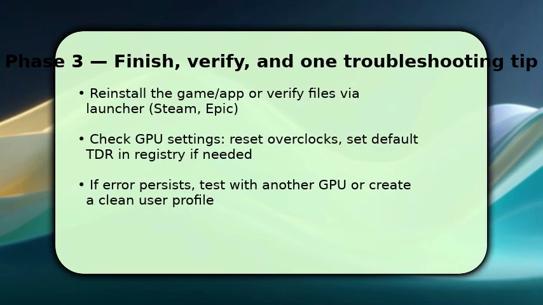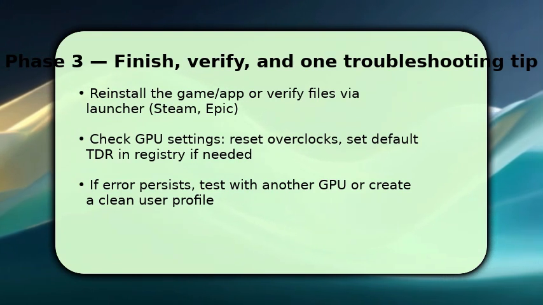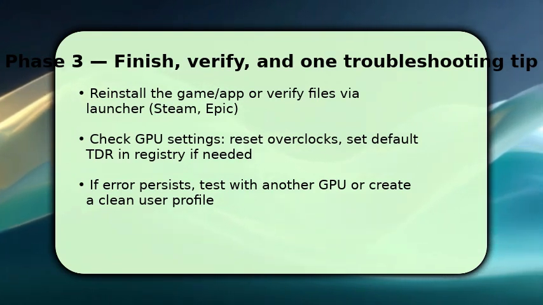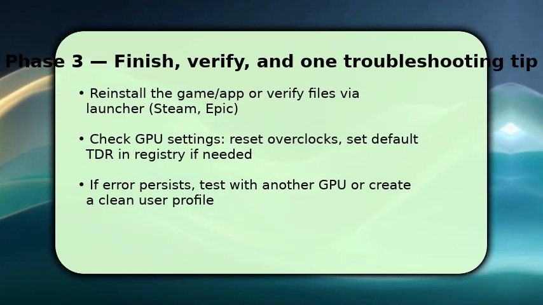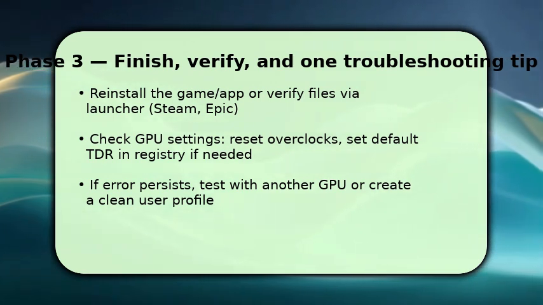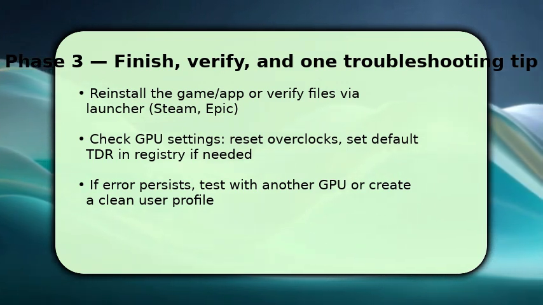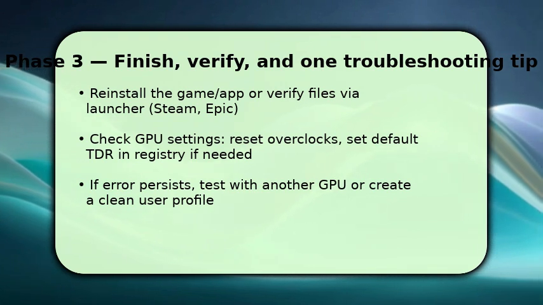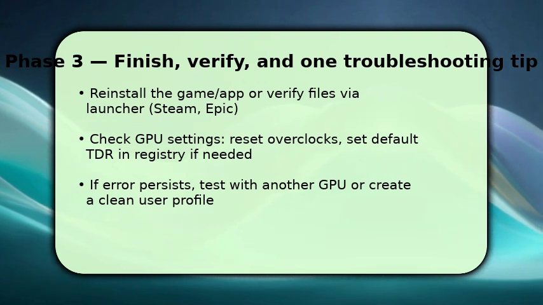To finish, verify or reinstall the affected app. Use the launcher's file integrity tool or a clean reinstall to ensure no corrupted game DLLs remain. Reset any GPU overclocks and confirm power and TDR settings. If you changed registry timeout, revert to default values. If the problem persists, test with another GPU or create a new Windows user to isolate profile corruption.